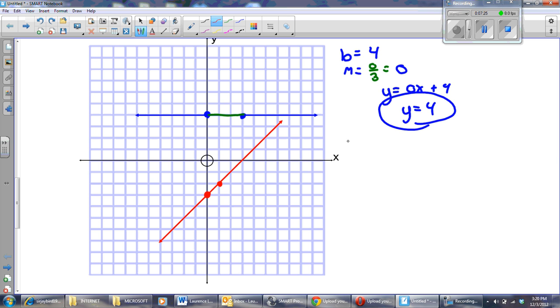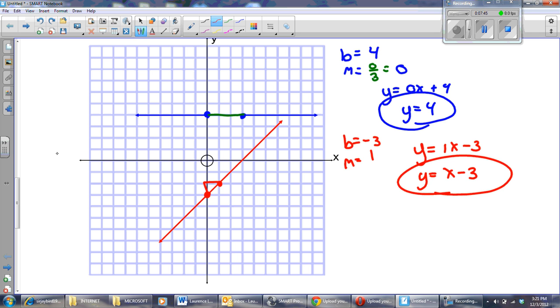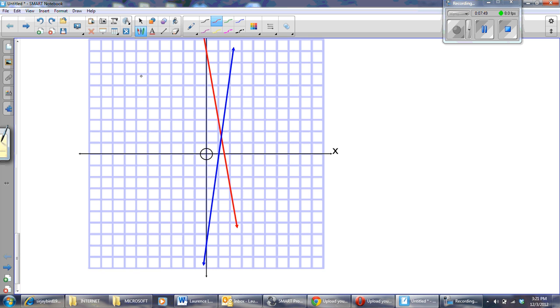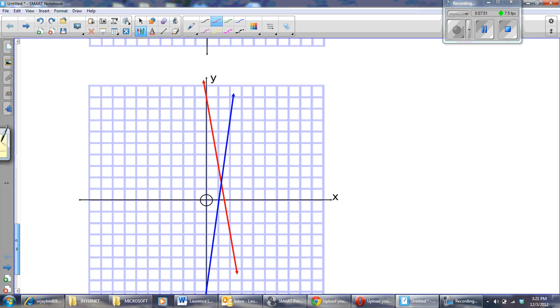All right, on the red one, my y-intercept looks like it's at -3. My slope looks like it's at 1 over 1. So the slope is 1. My equation, therefore, is y equals 1x minus 3, or you could have just said y equals x minus 3. Either one of those would be okay. All right, 2 more examples. I'll do the red one first.